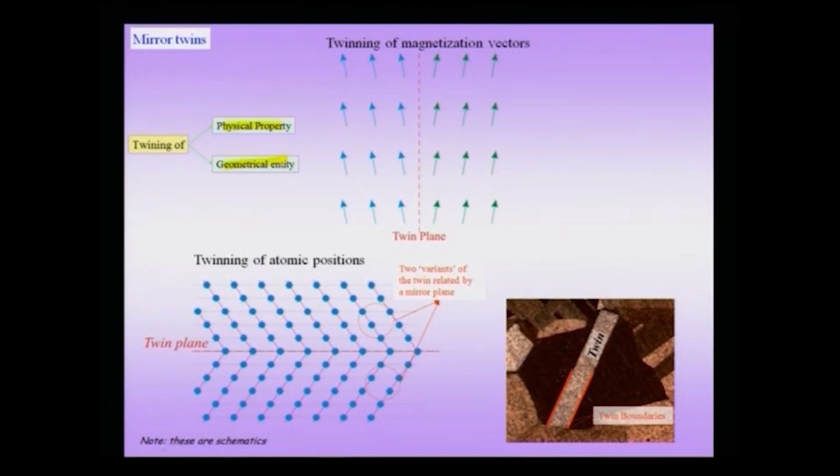The one on the top is twinning with respect to the magnetization vectors, and let me point out at this stage that these are schematics, and in real systems the actual orientation of these spin vectors could be slightly different, and that depends on the specific system under consideration, or for instance even the property under consideration. The figure on the bottom right first shows a twin as seen under an optical microscope.